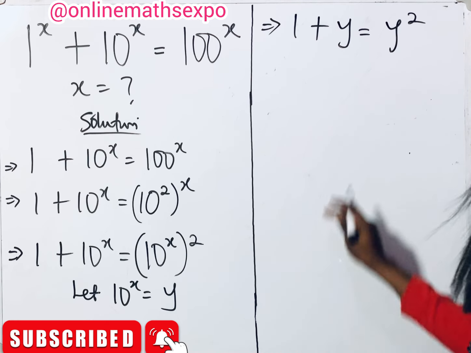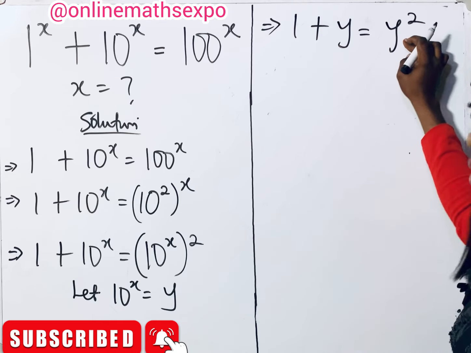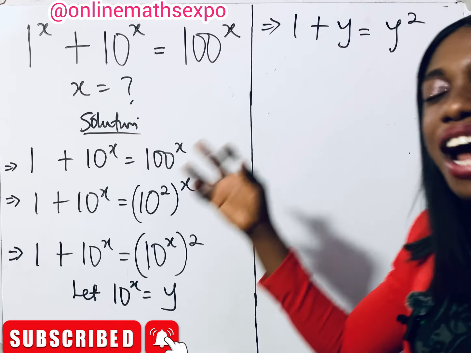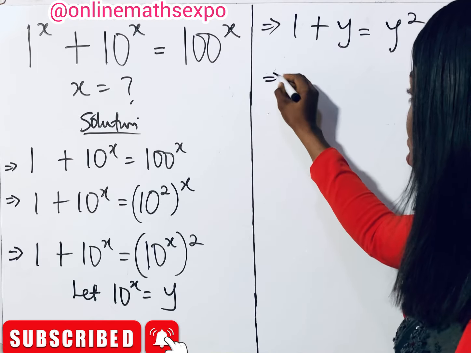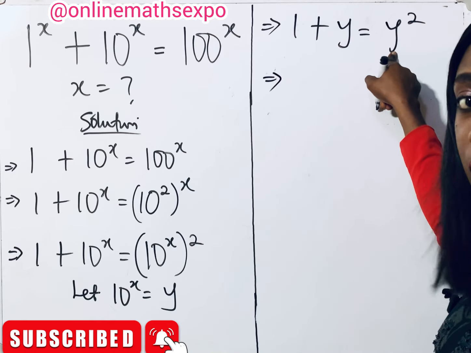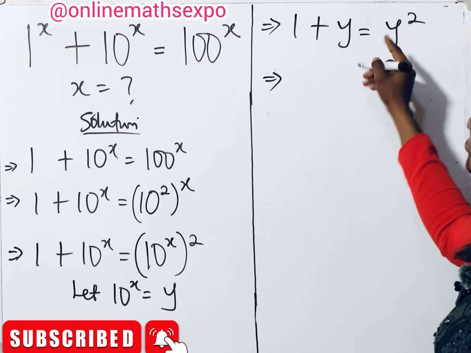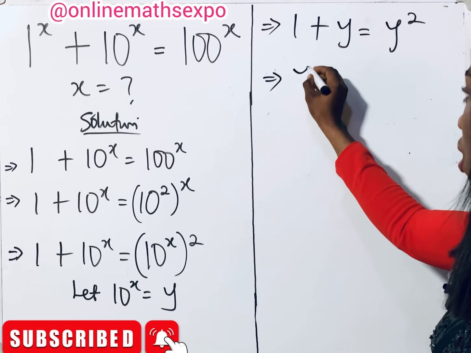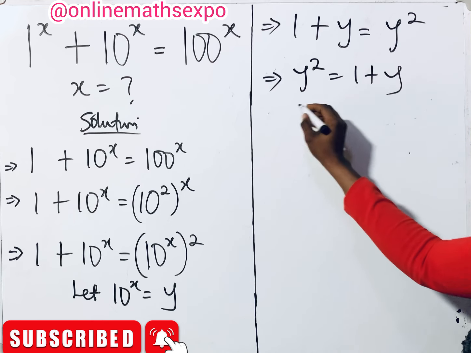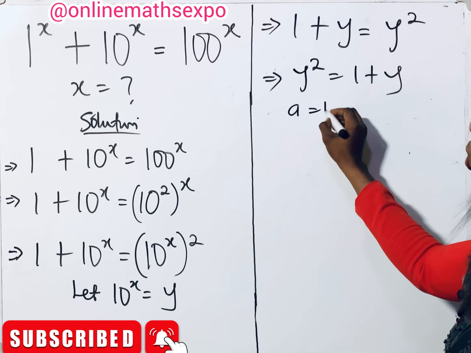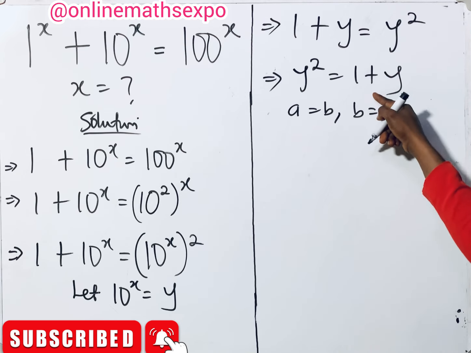Now what do we do again? You observe this has led you to a quadratic equation because the highest power of y is 2. So arrange it to make it look beautiful. What you do here is, the term with the highest power begins the equation. So we are rearranging: y squared is equal to 1 plus y. I hope you know that when you have a is equal to b, it is the same as b is equal to a. So this is the same as this.